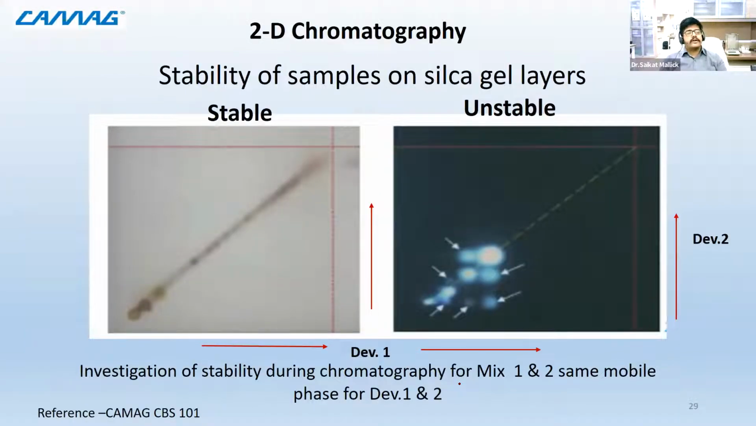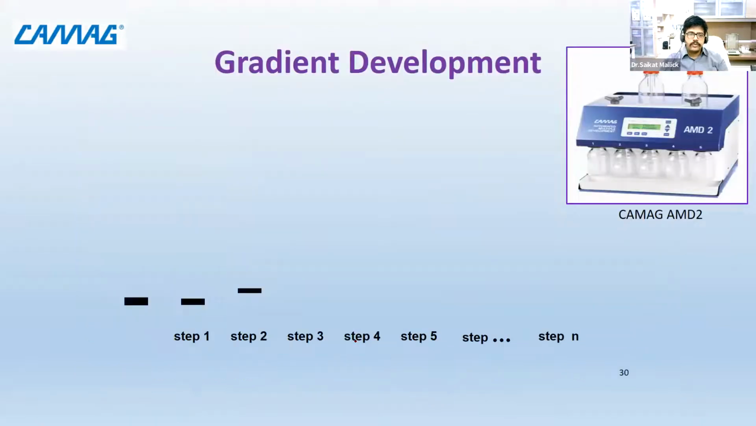2D, which I was talking about earlier. Here we see an example of how a 2D looks, and this is how you perform it. You apply it at a spot, at a corner, and you develop once in one direction and the second in the other direction. If it is unstable, you will see spots around, whereas if the molecules are stable, it will be along the line. So here is an example of 2D chromatography.